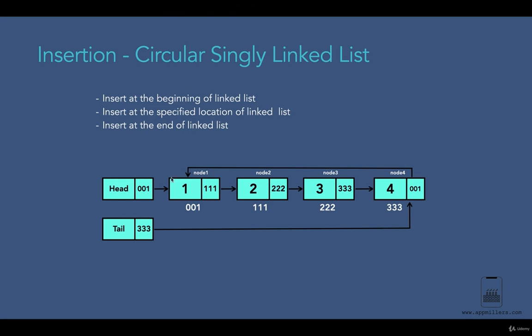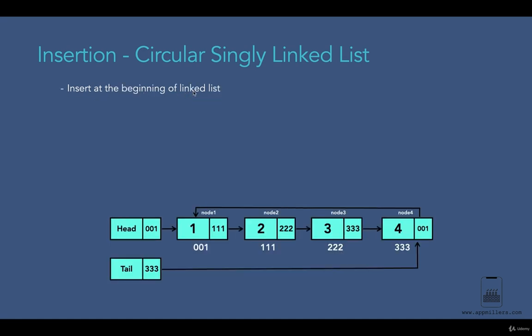Now the first case is we can insert a node at the beginning of this circular single linked list, and the second case is we need to insert a node at a specified location, so for example between 2 and 3. And the third case is we need to insert a node at the end of this circular single linked list, which is after node 4 over here. Now we are going to look at these cases one by one and see how the logic is working behind the scene. So the first one is inserting a node at the beginning of the linked list.